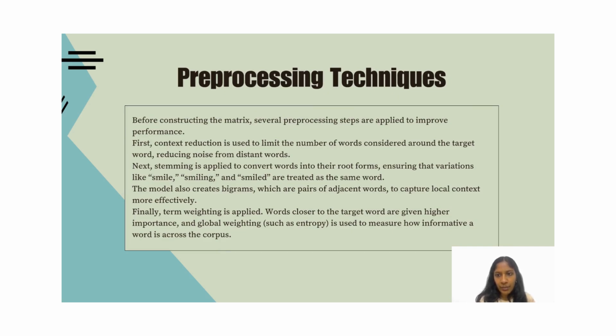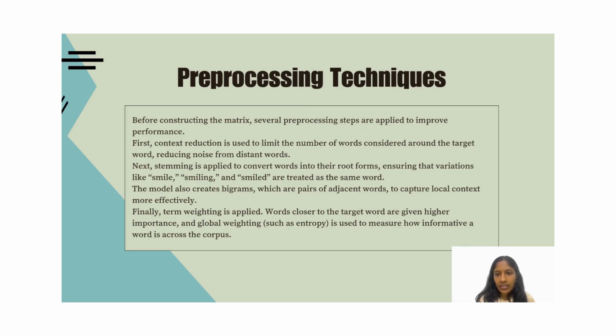Another key step is stemming, where words are reduced to their root forms. For example, words like running, runs, and ran are all converted to run. This helps in treating different variations of the same word as a single entity, reducing redundancy in the data.